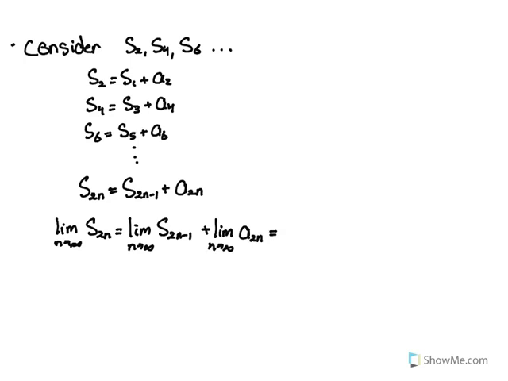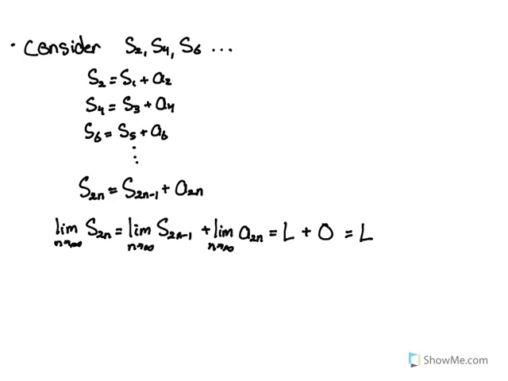And the first limit we just showed converges to some value L. And the second one, we know by assumption, is equal to 0, because we assumed that the sequence a_k goes to 0 as k goes to infinity. So then the sequence of even partial sums also converges to L.